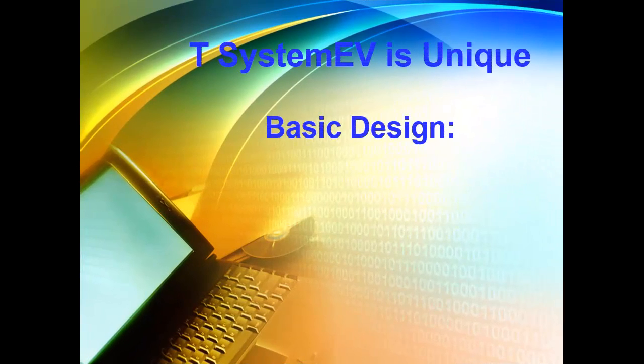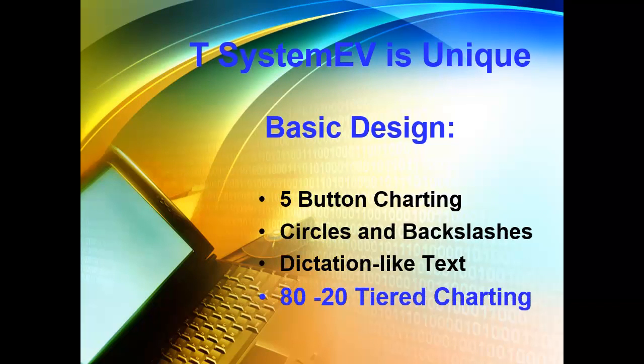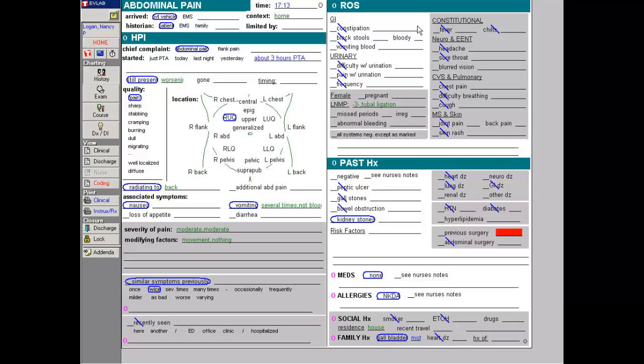The last design element is that SystemEV's charting philosophy is based on the 80-20 principle. 80% of the charting is simple and fast, circles and backslashes, to get this out of the way quickly. Then you tackle the last 20% in another unique way to make this part go quickly also.